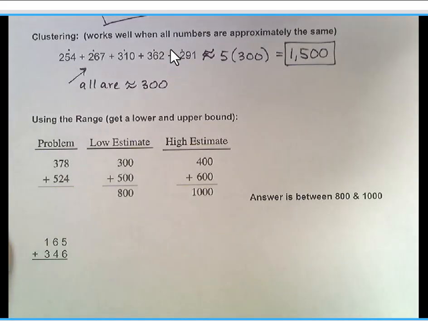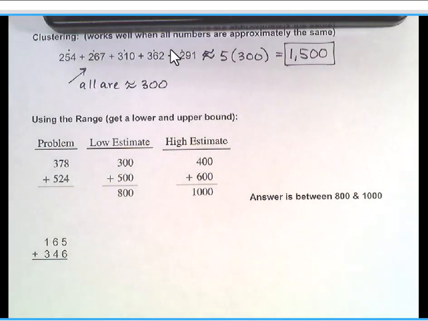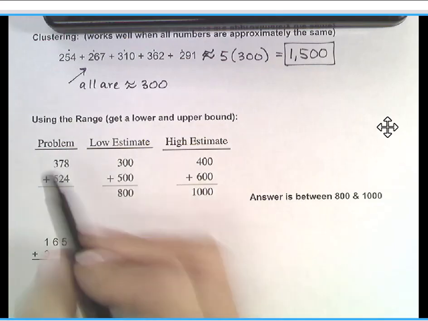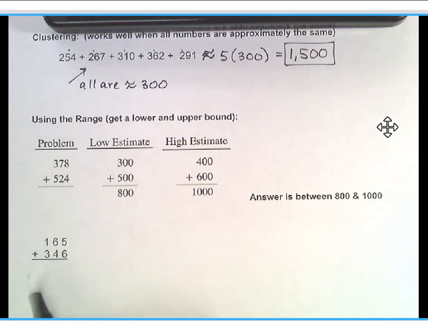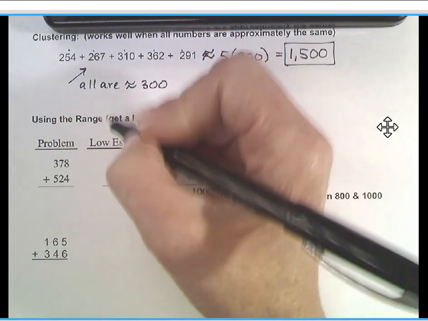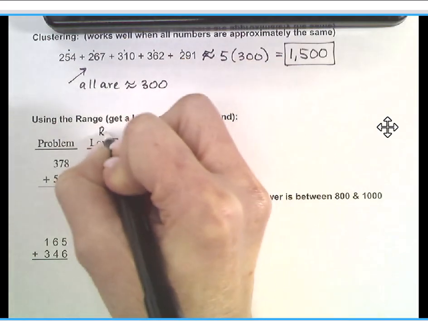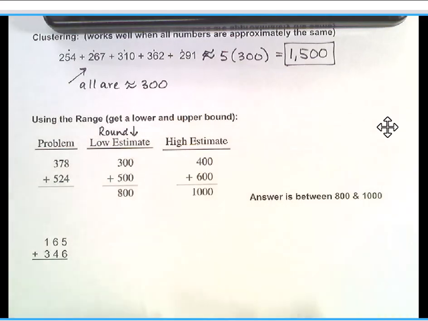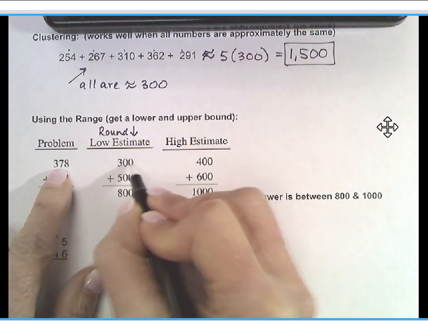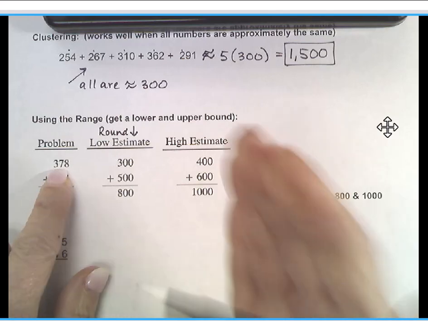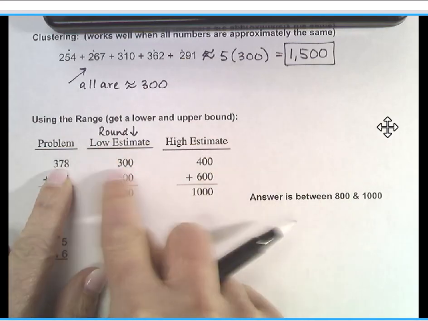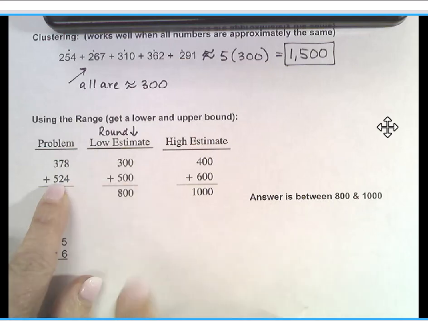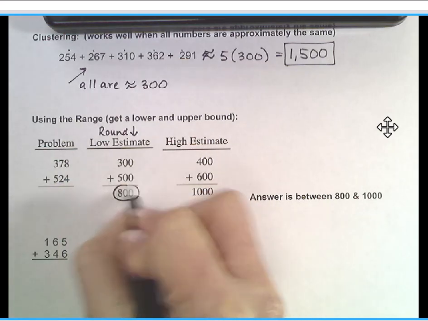So what the range is going to do is give you a range for your answer. Like we're going to say, well, I think the answer is somewhere within this range of numbers. So you can either do a low estimate or a high estimate, and these both involve rounding. So we're going to add 378 to 524. If you want to get a low estimate, you want to round down. So take 378, round it down to 300. I know it's closer to 400. We're rounding down. This is a low estimate. So round it down to 300, round this one down to 500, and your low estimate would be 800.